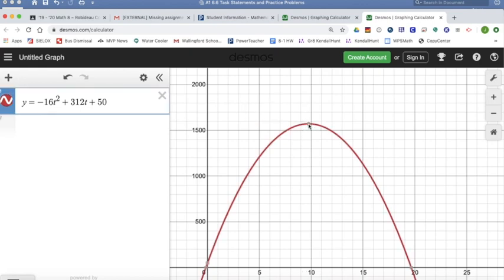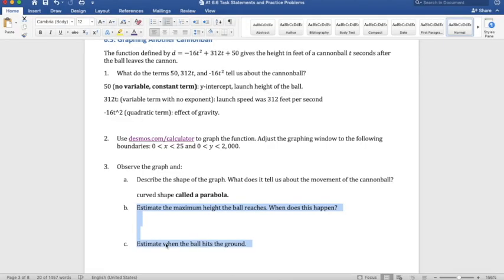You even click on this graph and it'll just approximate it for you. So 9.75 seconds, 1571. That is pretty good for me. Sometimes it even thinks it understands what you want, and it might even just bring you automatically to the maximum point. So I would actually say that's probably pretty close to the exact maximum value of this graph. So, maximum height, 1,571 feet after 9.75 seconds.